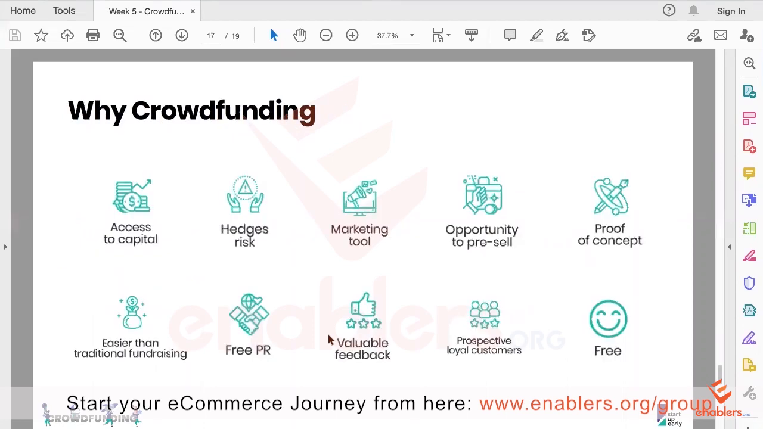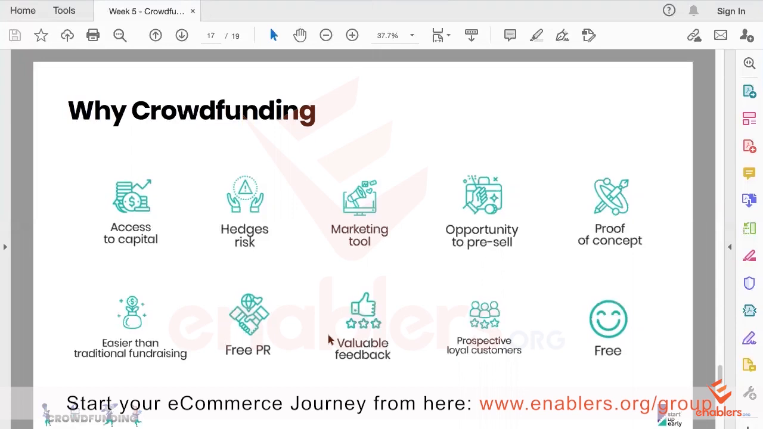So this is the end of our week 5 deck and hence the workshop. हमने शुरू में बात की थी of why is crowdfunding good? Why is something crowdfunding that you need to consider for your particular product as opposed to venture capital or angel investment or even bootstrapping your idea?